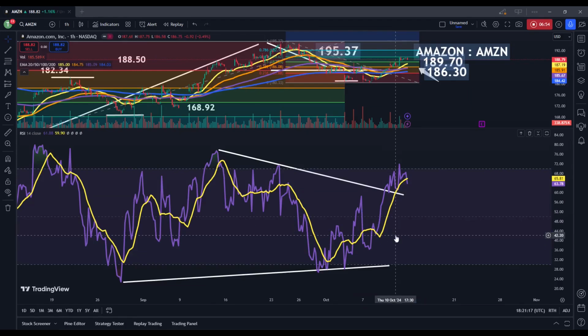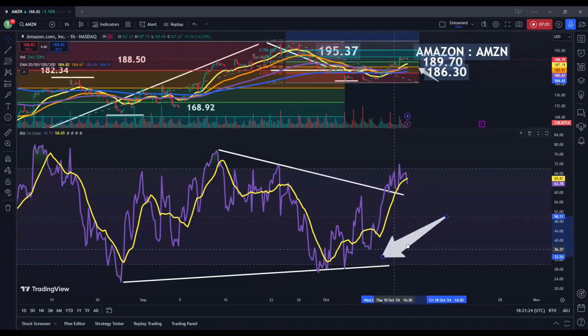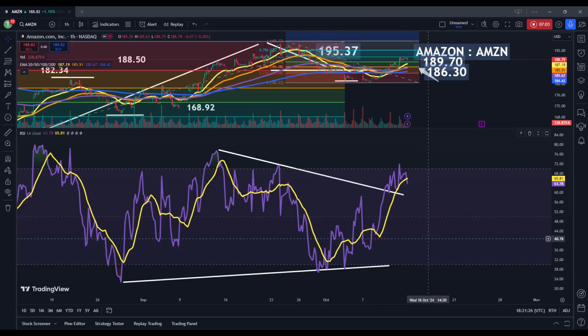So on balance here, these are positive readings in the relative strength index. This is more bullish than bearish. This recent downtrend has broken, and then this uptrend continues to maintain itself.